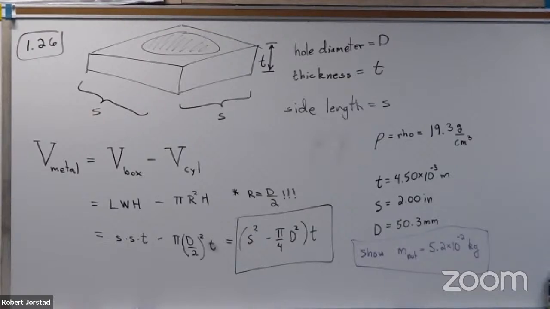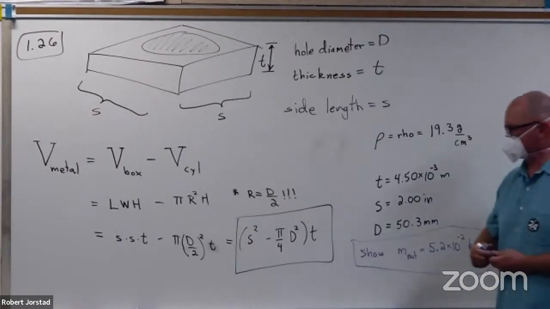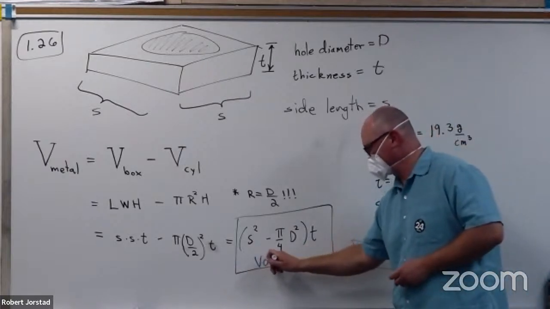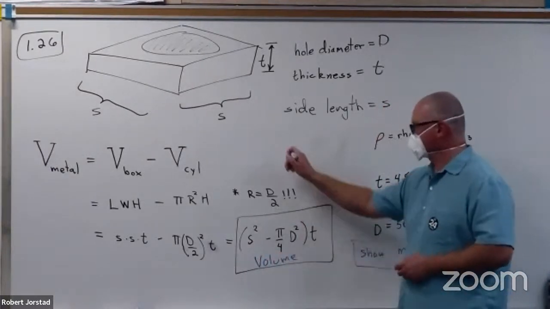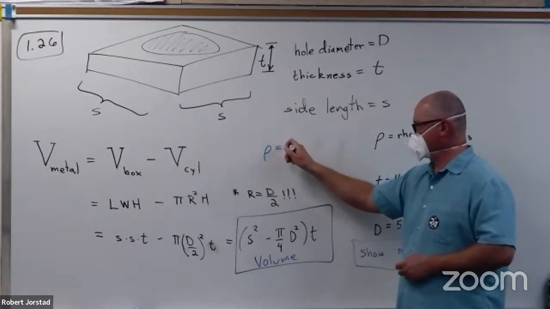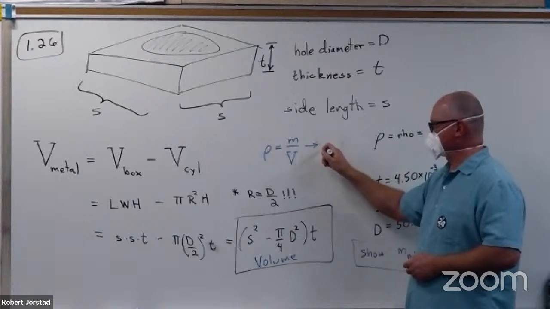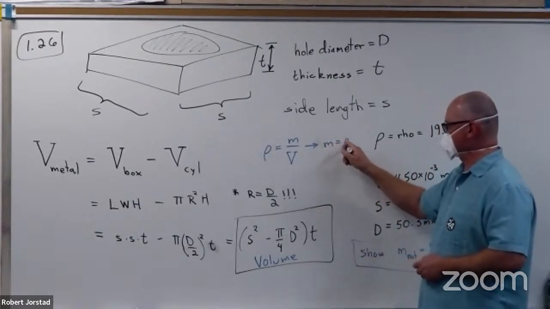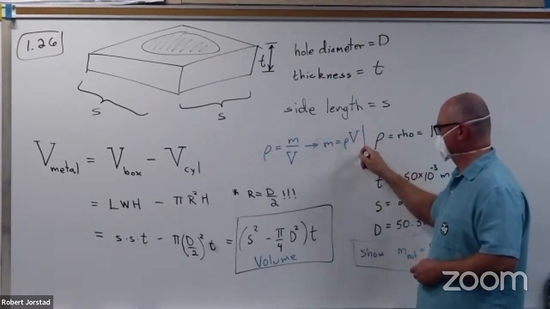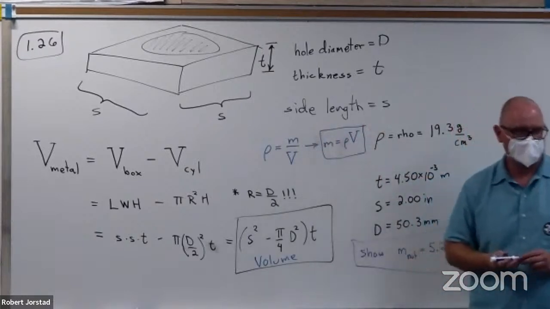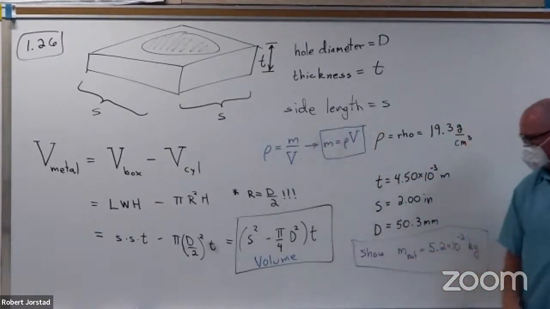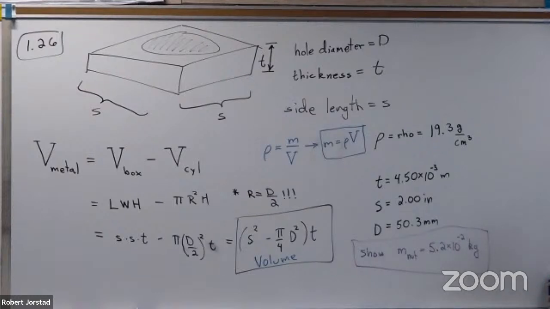You have to write this right here. Yeah, exactly. This was our volume. And then if you know density equals mass over volume, that tells us mass equals density times volume. Yeah, good. No, you're good.